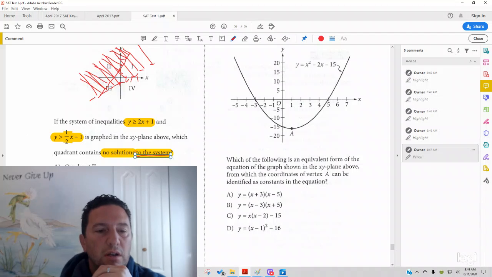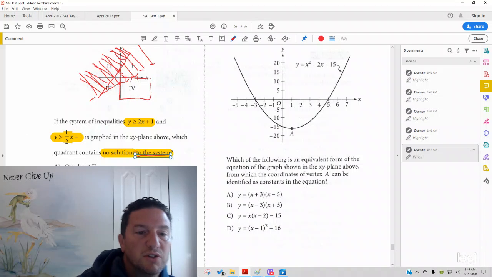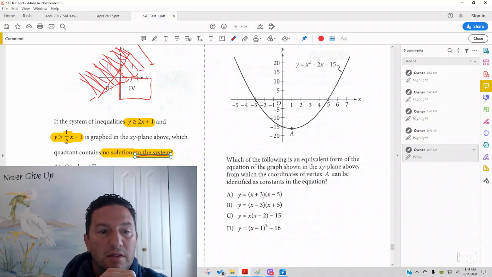So the question is, which contains no solutions to the system? As you can see, quadrant 4 has a solution to one of the lines, but not both of the lines. So quadrant 4 has no solutions to the system.